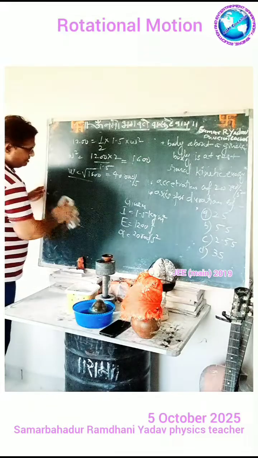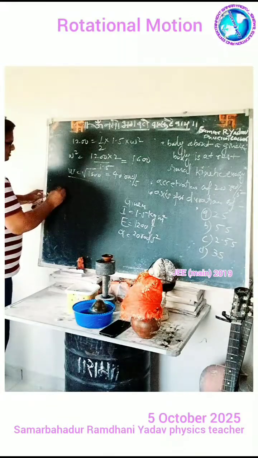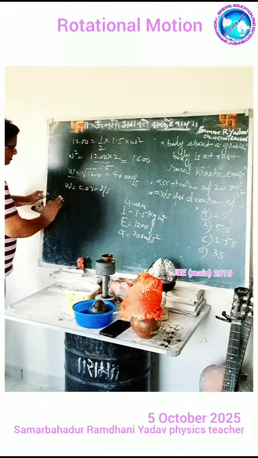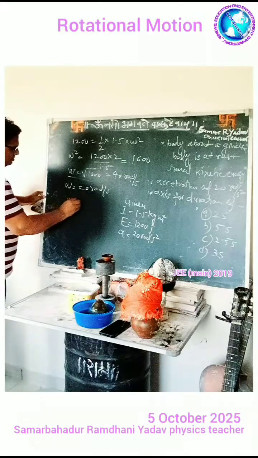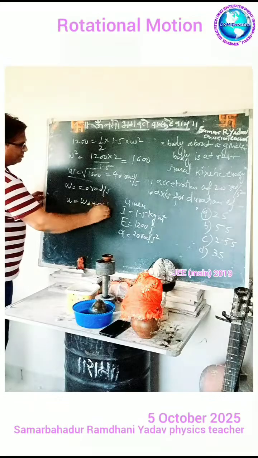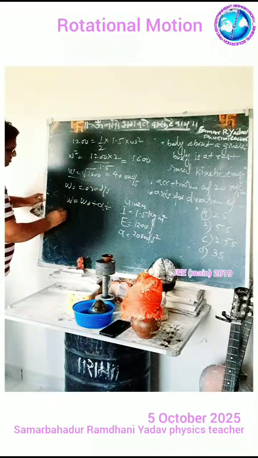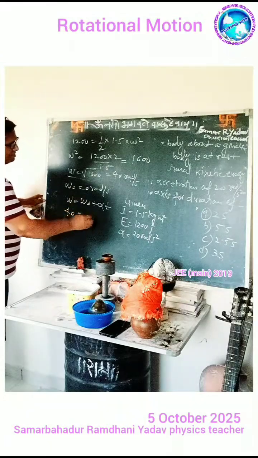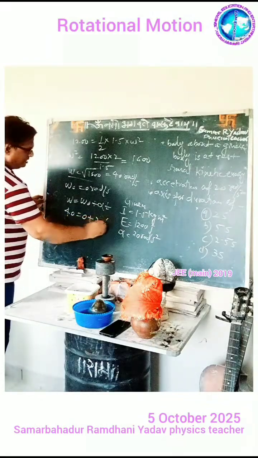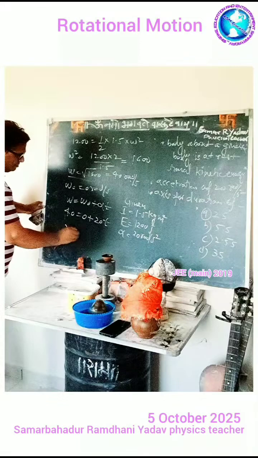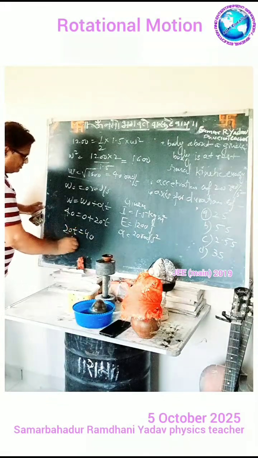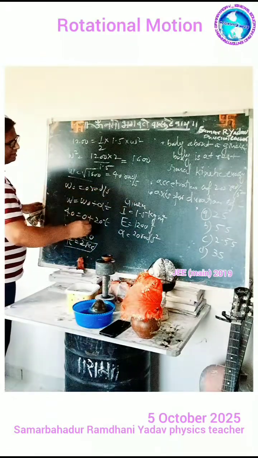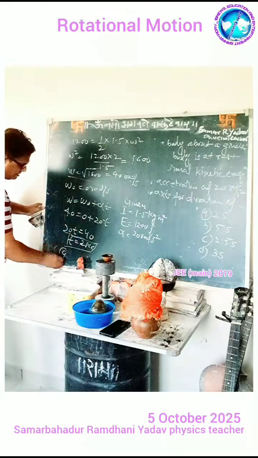Now initially the body is at rest, so omega 0 is equal to 0 radian per second. Therefore we know that omega is equal to omega 0 plus alpha into t. Omega we already obtained, 40 is equal to 0 plus alpha, which is given as 20, into t. Therefore 20t is equal to 40, so t is equal to 2 seconds. So you can see the correct option is A, 2 seconds.